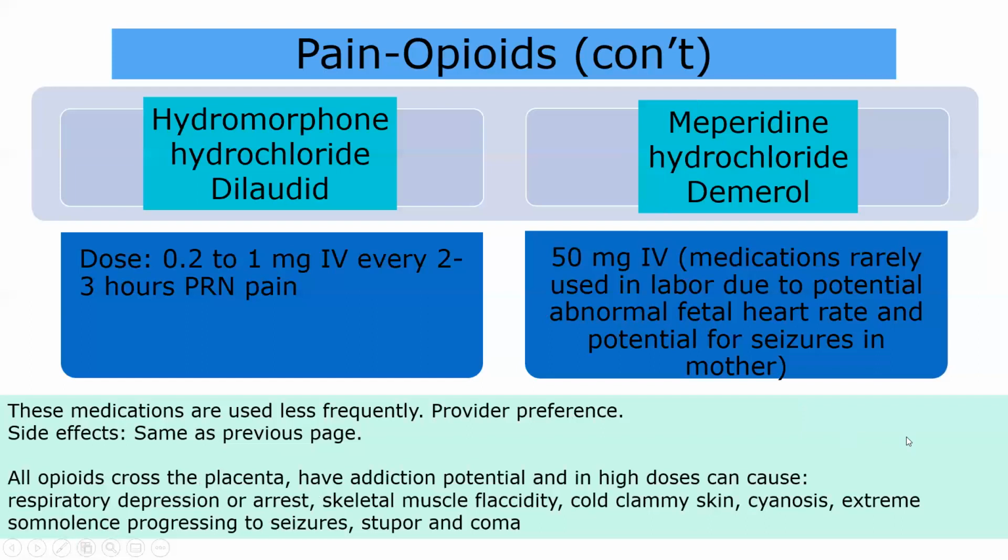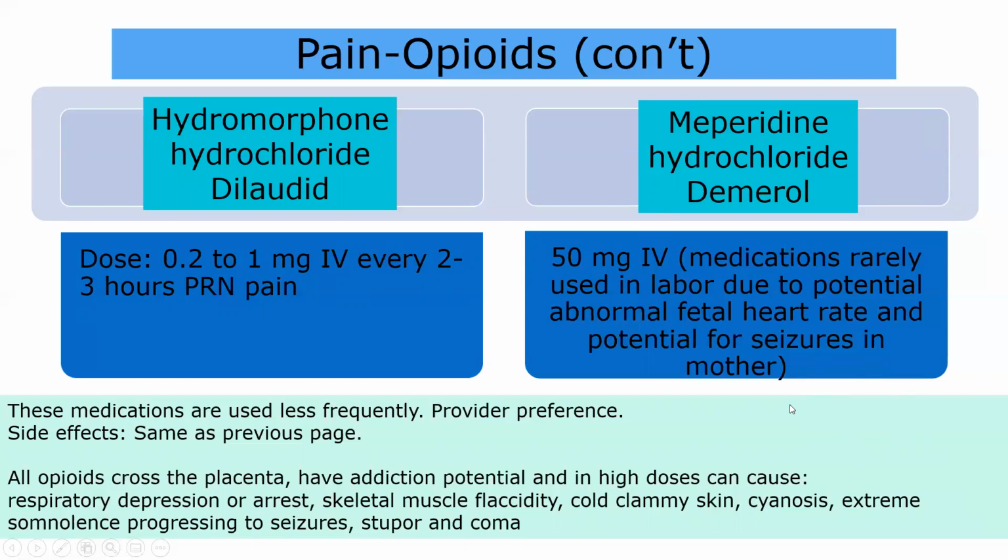Other things that you might see used: Dilaudid. Pretty infrequently do I see this used in labor, but occasionally. And then Demerol. Demerol was used in labor a long time ago, and occasionally you'll see it used nowadays, but it's pretty rare. But I put it on here just in case you get an old NCLEX question about the medication. These are provider preference again.